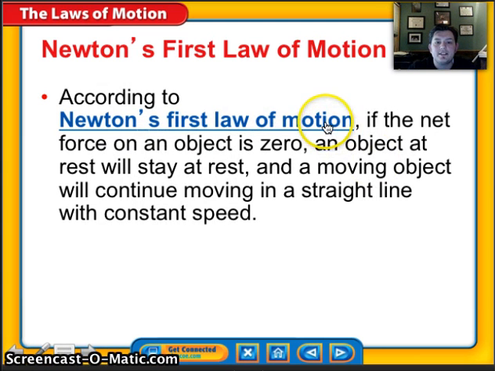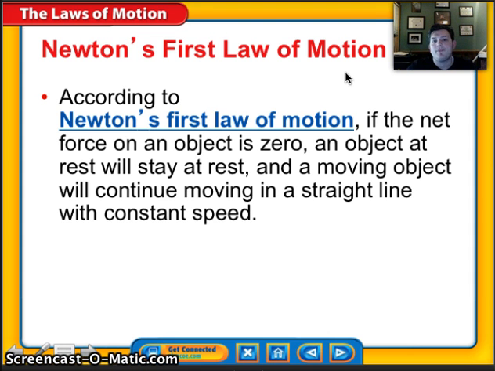Now let's look at this next one. Newton's first law of motion. The law states that if the net force acting on an object is zero, the motion of the object does not change. So to sum it up, an object at rest will stay at rest. An object in motion will stay in motion and continue moving in a straight line at a constant speed.